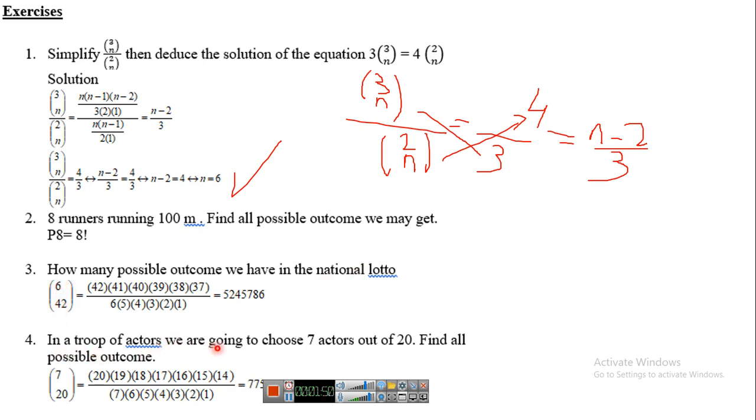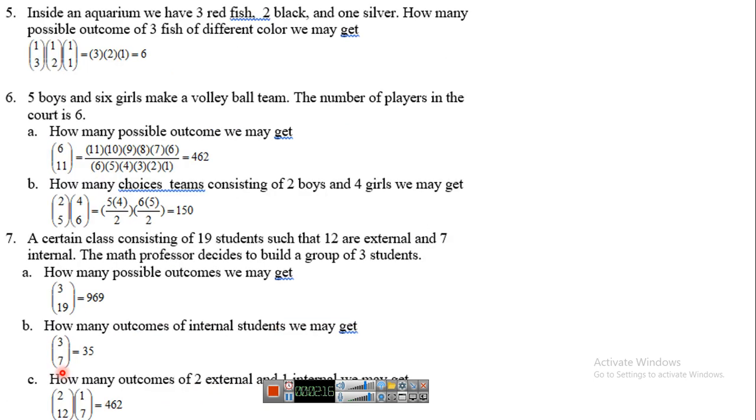In a troupe of actors, we are going to choose 7 actors out of 20. Find all possible outcomes. I want to pick any 7 actors. I didn't say the first actor is going to play this specific role, the second is going to play that role. In that case, it would be arrangement 7 out of 20. But since I want to pick any 7 out of 20 without giving each one a role, it's a combination 7 out of 20.